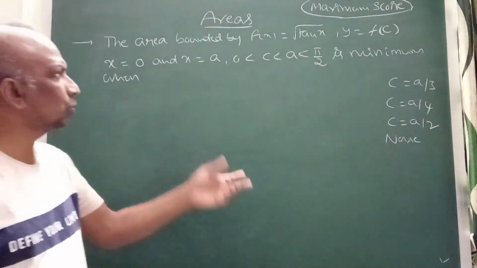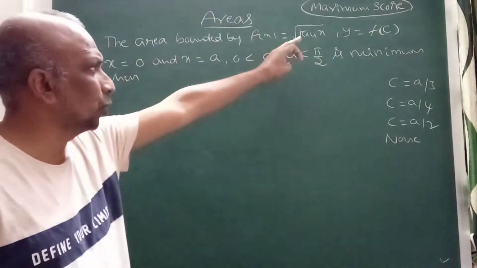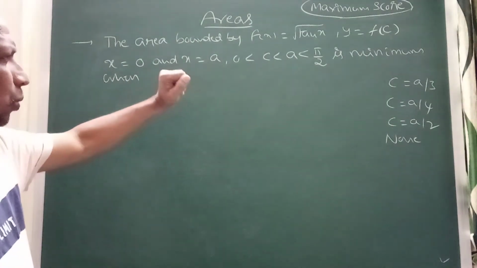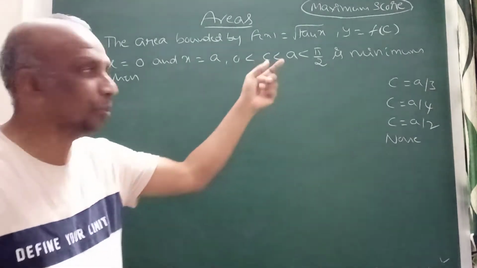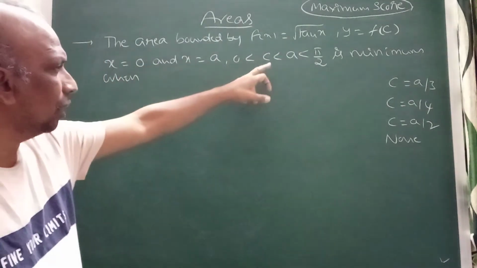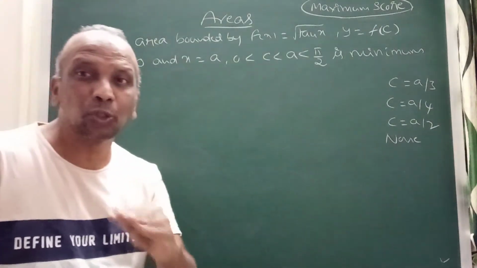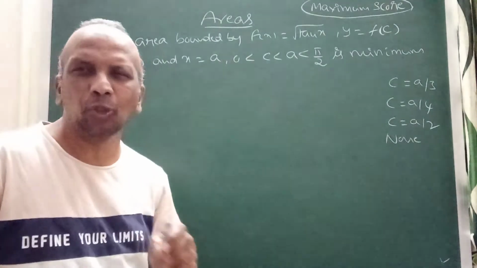Yeah, so look at this problem. The given area is bounded above by y equal to root tan x, x equal to 0 and x equal to a. The c and a values lie between 0 and pi by 2. Means the c value and a value lie between 0 and pi by 2, and the area should be minimum. But for what value of c it will be minimum, we should find now.